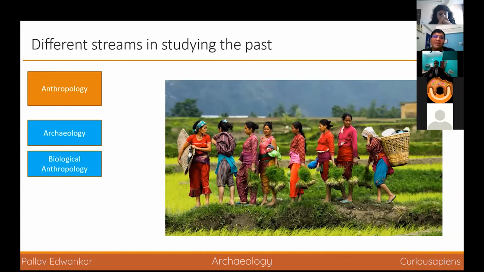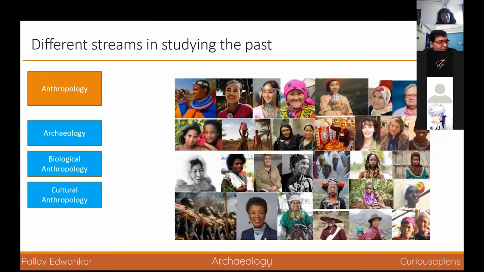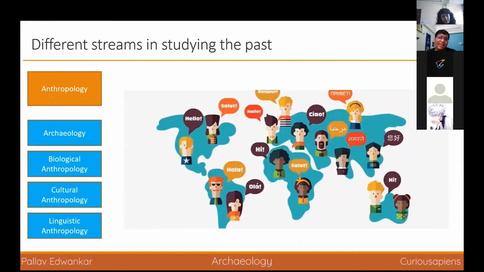Second is biological anthropology. This is a study of how humans adapt to a certain kind of environment. Cultural anthropology is about human culture, how we dress, how we live, how we eat. All our festivals will come here, how we celebrate. And then the last is called linguistic anthropology. It's about languages. There are hundreds and thousands of different languages in the world. A linguistic anthropologist will study all these languages and how they are related to each other.